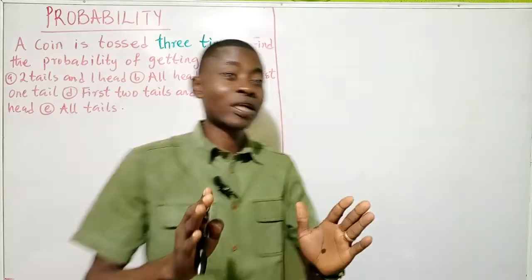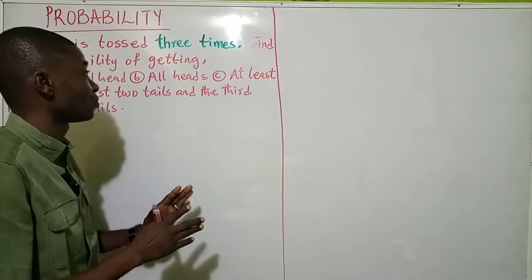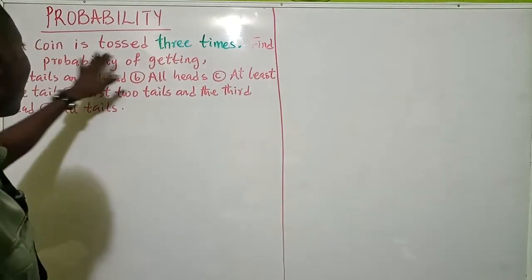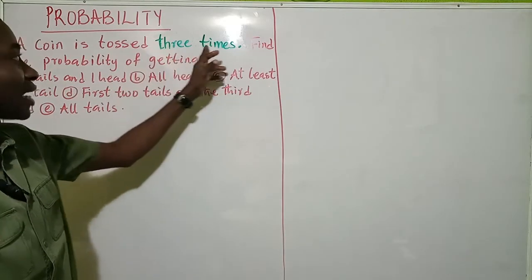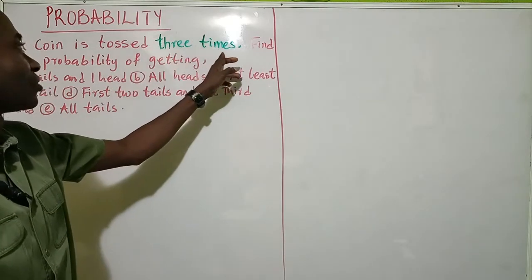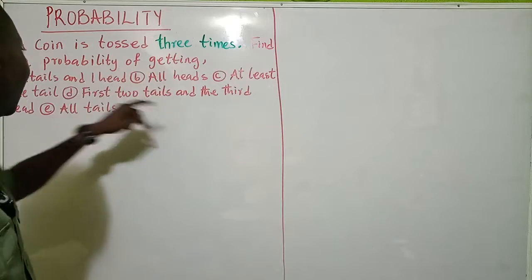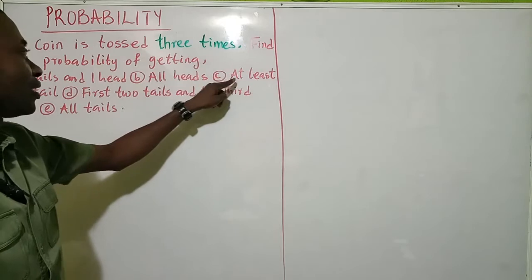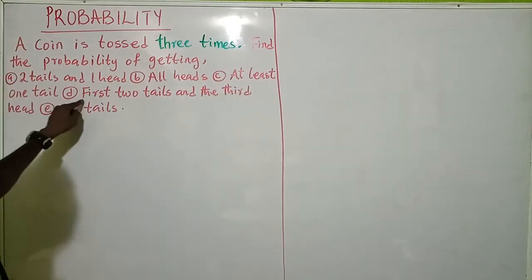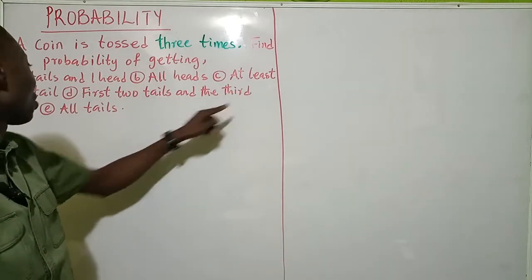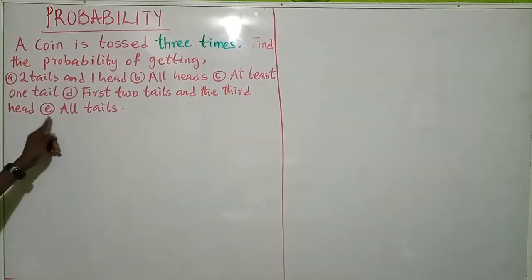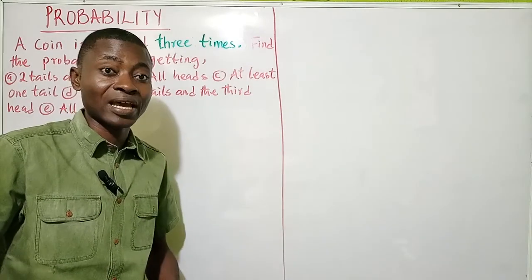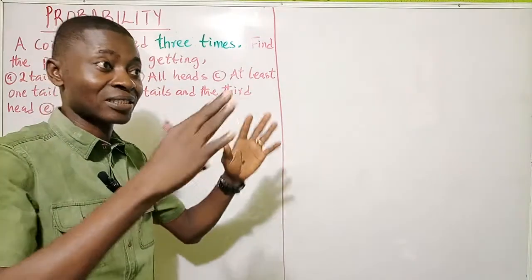We have a very good question that we'll be dealing with in this video that will enable us to see how we can actually do that. Now, the question says that a coin is tossed 3 times. You can see 3 times is highlighted. Find the probability of getting: A, 2 tails and 1 head. B, all heads. C, at least 1 tail. D, first 2 tails and the third head. And then E, all tails. So what is the first thing we are supposed to do here? We are going to first bring out this information.